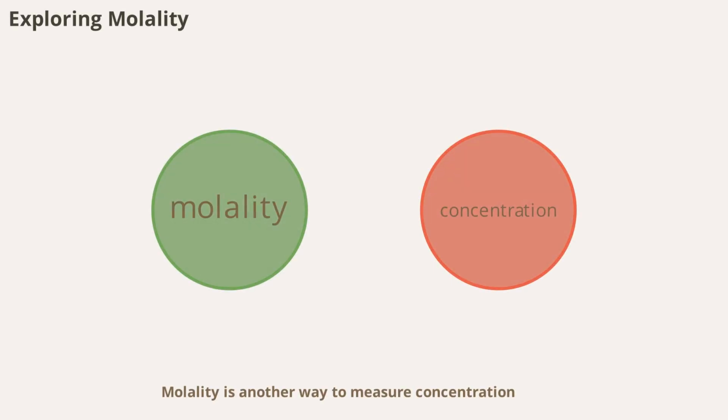Molality is another way to measure concentration, but it's based on the mass of the solvent, not the total volume. It's defined as the number of moles of solute per kilogram of solvent. Molality is particularly useful when studying properties that depend on temperature, since mass doesn't change with temperature, unlike volume. This makes it a reliable unit for certain chemical calculations.